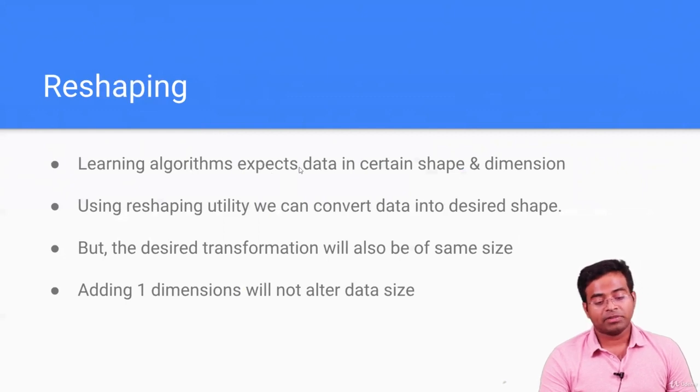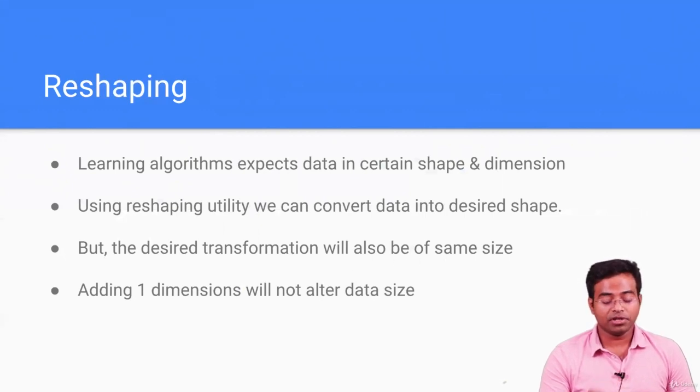Reshaping, as I was mentioning, is a very useful utility, and you'll need it very often. A learning algorithm expects data in a certain shape and dimension. So you need to use the shape utility to understand the current dimension of the data structure, then use reshape to modify it how the algorithm is expecting. Using the reshape utility, we can convert data into the desired shape, but the desired dimension will also be of the same size, right? That is what is important.